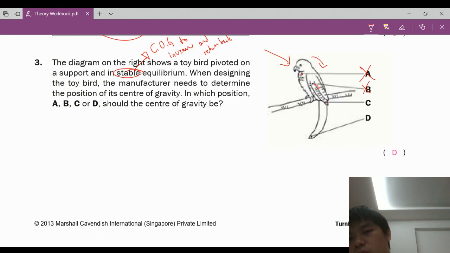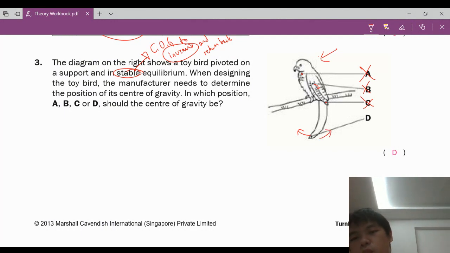The center of gravity of C will also go down. So it's out, because remember why we want the center of gravity to increase. So for D, what happens here if you push the bird down here? The center of gravity goes up. Let's change the direction of how we push this toy bird. Now if we push it this way, the center of gravity will go up.